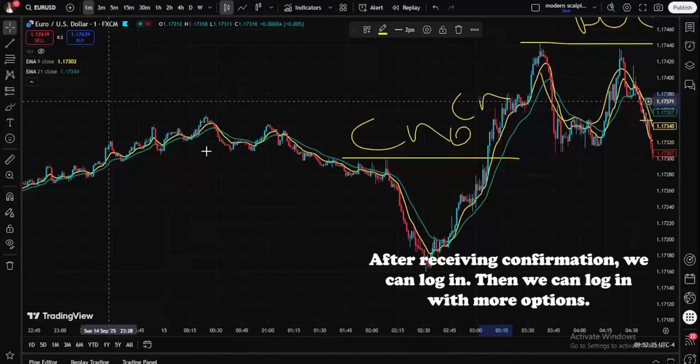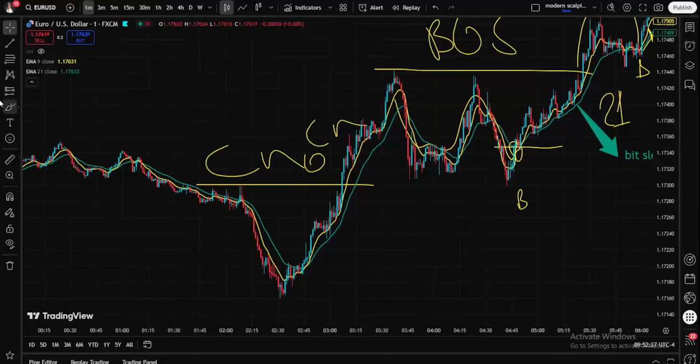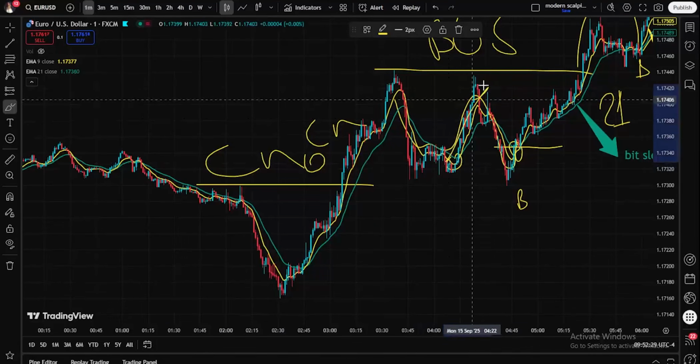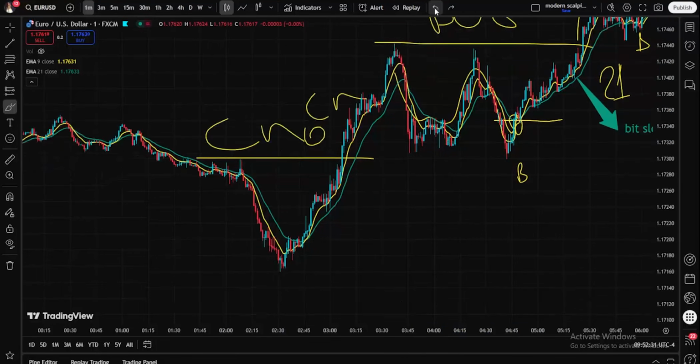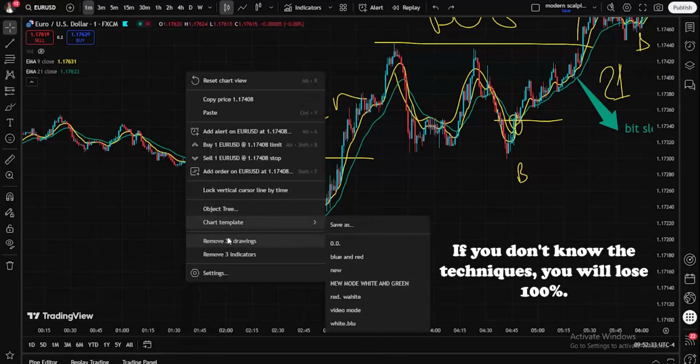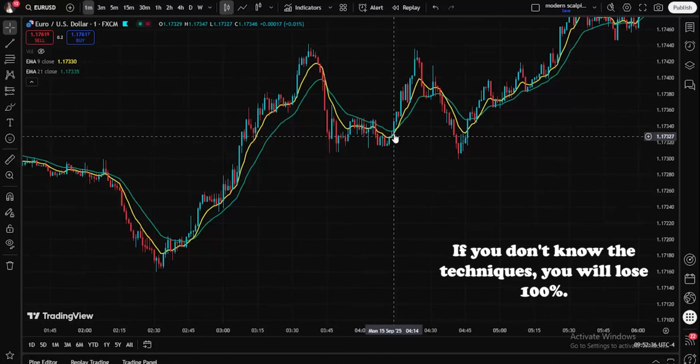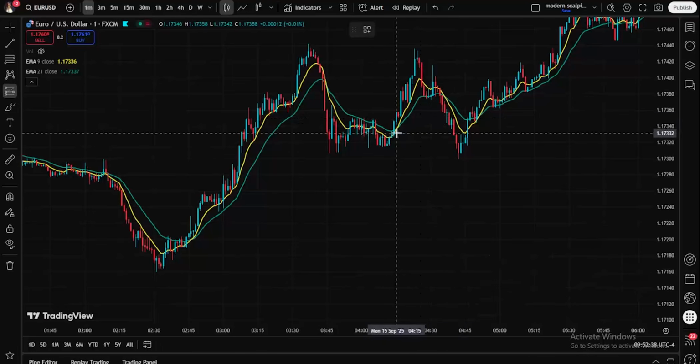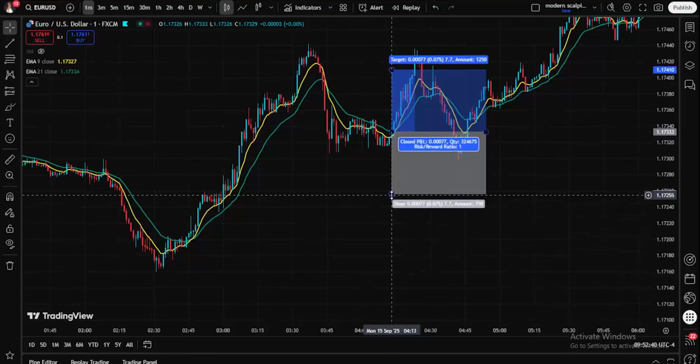You can't trade just by looking at the EMAs. But when you combine it with a structural mindset, that's when you become a true analyst. This is exactly where many people fail, because they only see the tool, not the mental application behind it.